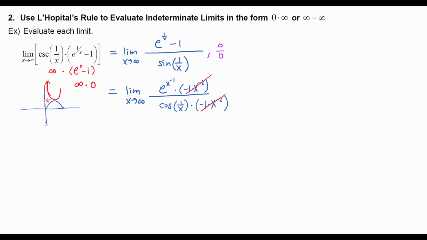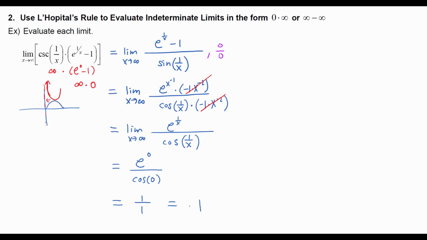And now what I have is limit x approaches infinity of e to the 1 over x over cosine of 1 over x. Can I plug infinity for x now? Let's try. So what happens if I plug x equals infinity? 1 over infinity is 0, so this goes to e to the 0 power. And cosine of 0 is 1. Yay! So I have 1 over 1. So the limit is 1.